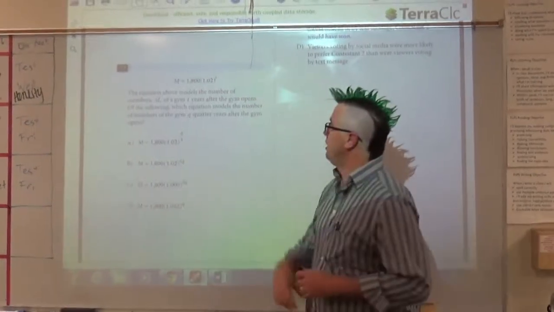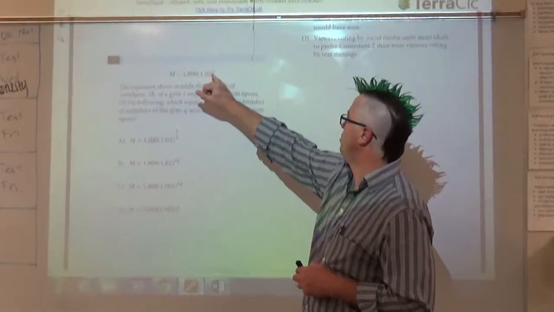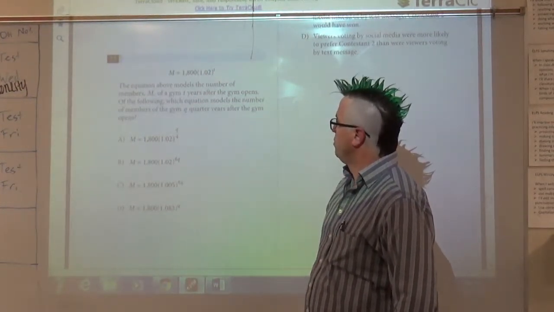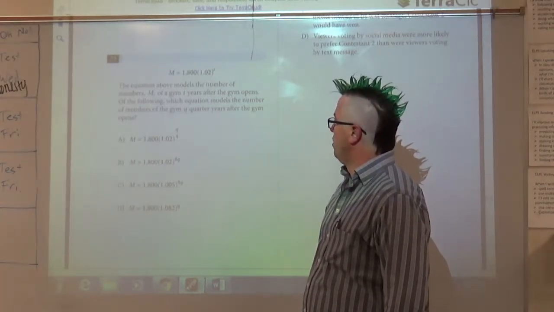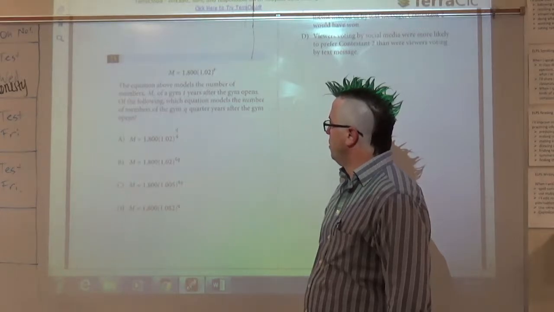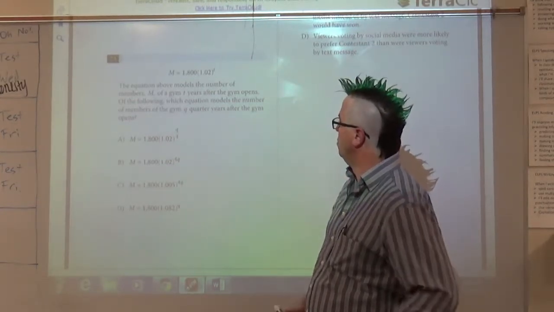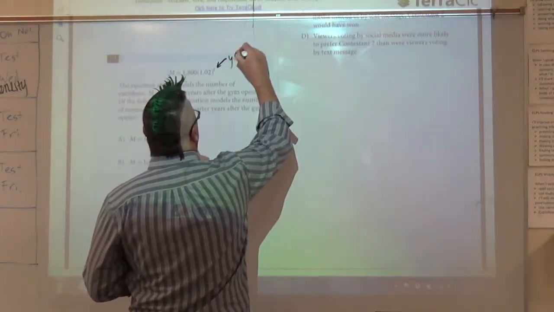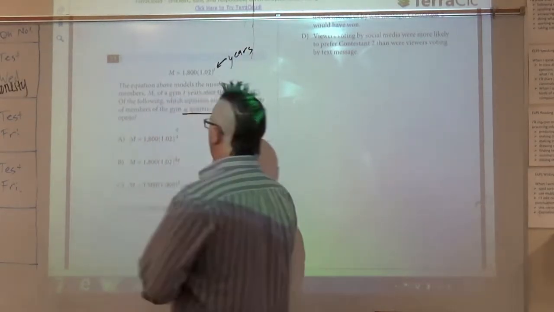All right, for 23, they give us an equation. M equals 1800 times 1.02 raised to the t. The equation above models the number of members M of a gym T years after the gym opens. Of the following, which equation models the number of members of the gym Q quarter years after the gym opens? All right, so T is years. And they want to know about quarter years.